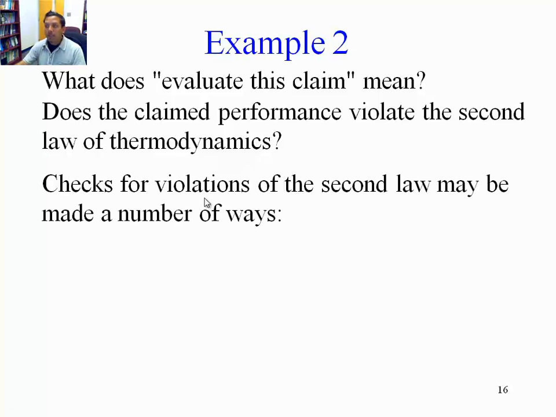Meaning, we have to check for violations of the second law. This may be done in a couple different ways. We can check the ideal power that this turbine will produce and compare it to the claimed power, or we can use the claimed power and calculate the change in entropy and see if indeed the change of entropy is positive, or zero at best.